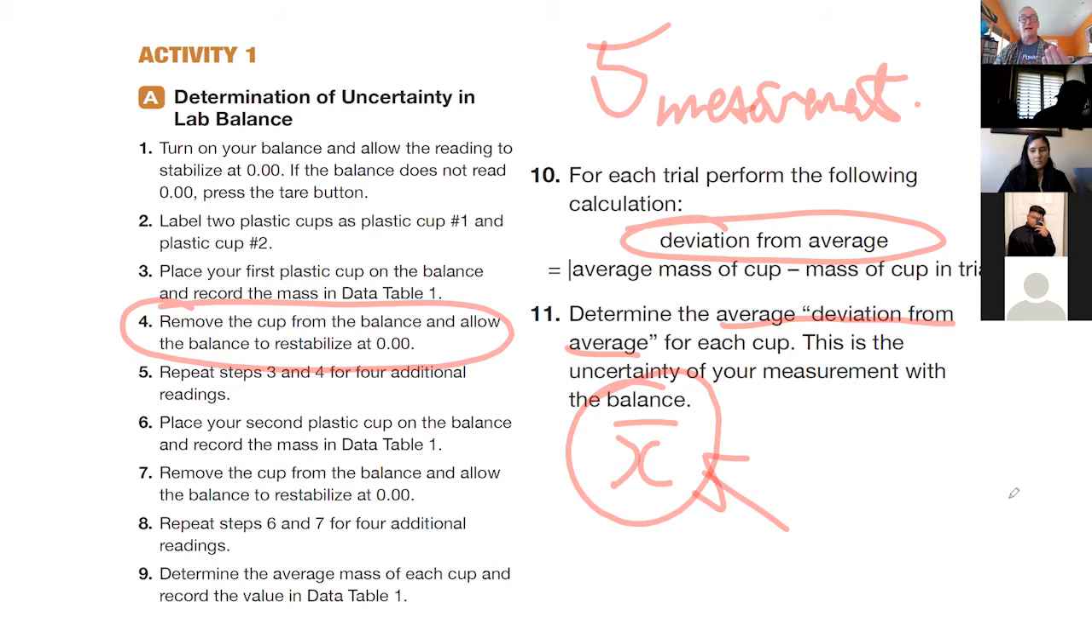So if it's a little bit high or a little bit low, we don't put plus and minus. We just want to know how far the measurement is from the average. So get the absolute value. Because if it's a little bit high and a little bit low, we add all those together and we'll get 0 uncertainty, and that's not true. We want the absolute distance from the mean. And that will tell us how much uncertainty we should expect from the balance. And it should be pretty low.